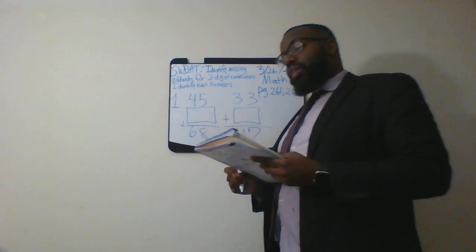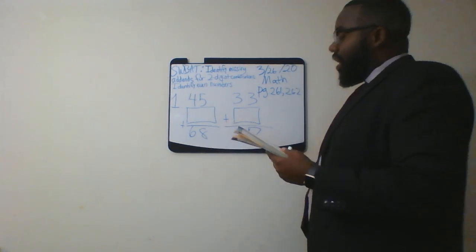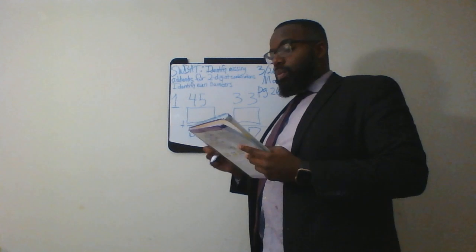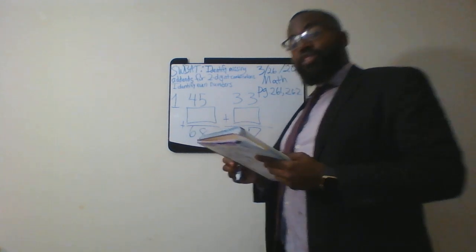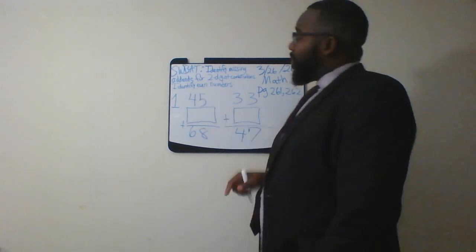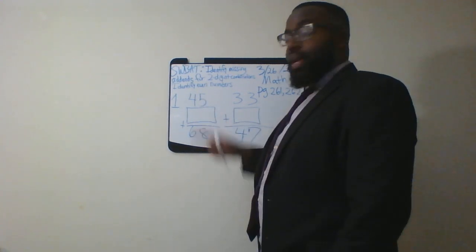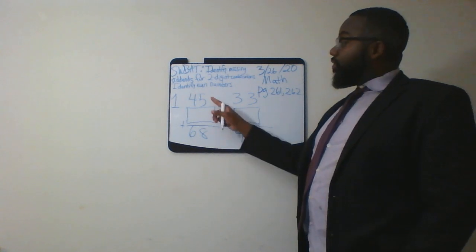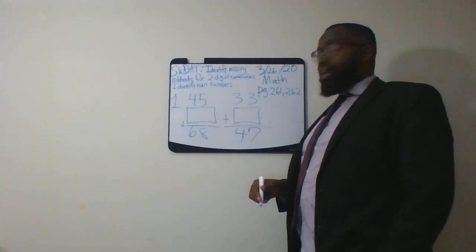We're going to turn to page 261. We're going to start off with number one, finding the missing numbers. We have to write the missing numbers. So we have 45 plus blank will give us 68.